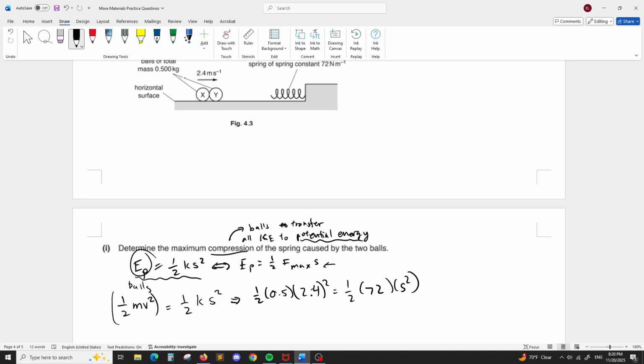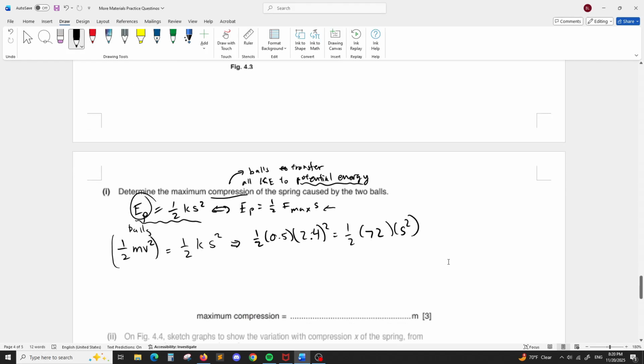So grab your calculators and we're going to plug this in. 2.4 squared divided by 2 and divided by 72. And then you get s is equal to 0.2.